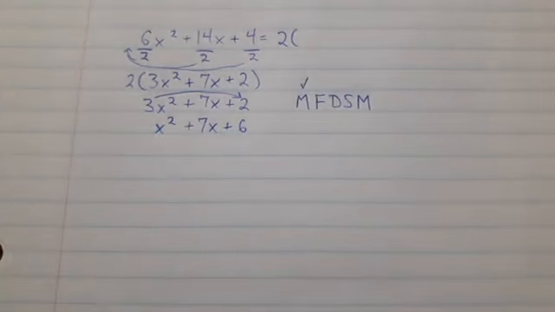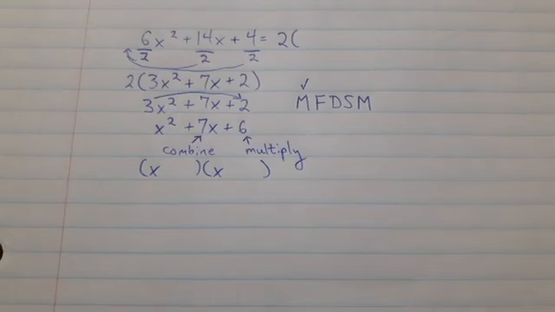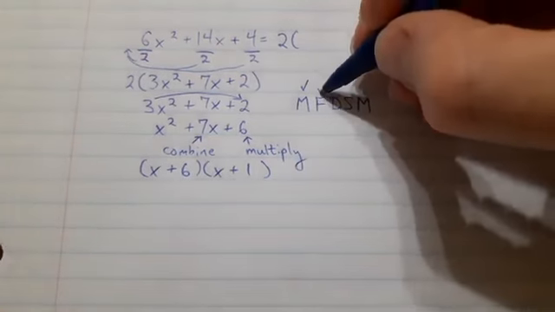F stands for factor, so now we have to factor our new trinomial, which means it's going to be 2 binomials that both start with x, and we need 2 numbers that multiply to give us 6 and combine to give us 7. The 2 numbers that fit that pattern are 6 and 1, so we write x plus 6 times x plus 1. All done factoring, so we check off that step.